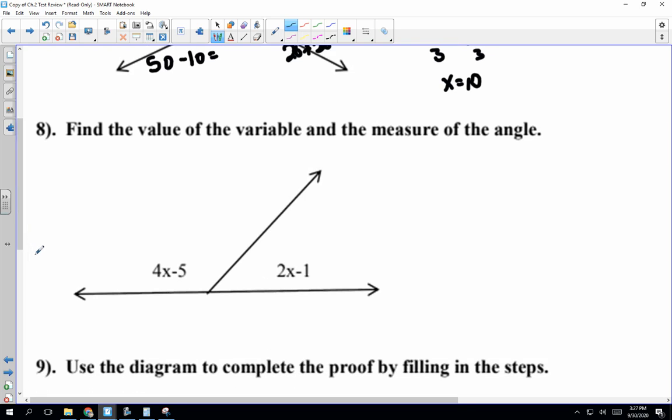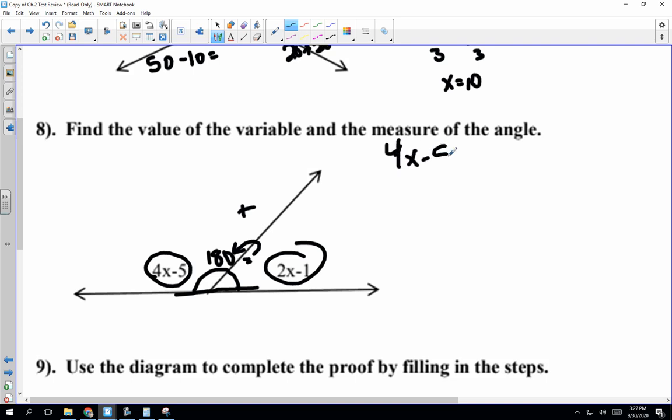Okay, number 8. Find the value of the variable and the measure of the angle. So we know that this is a straight line, and we know that a straight line is equal to 180 degrees. So this angle here plus this angle here is going to be equal to 180 degrees. So 4x minus 5 plus 2x minus 1 is equal to 180 degrees.